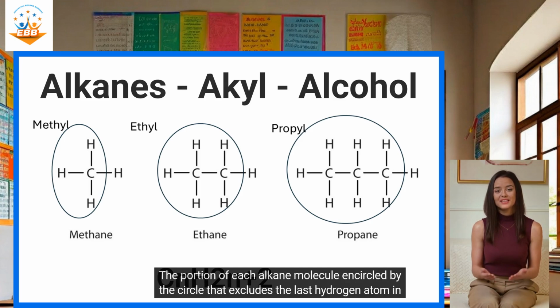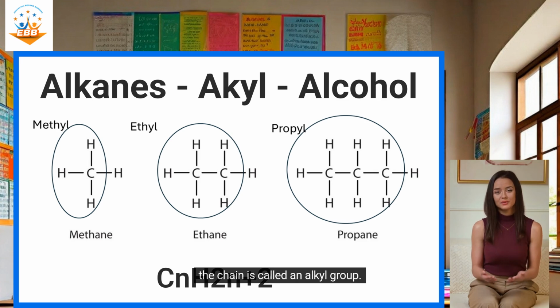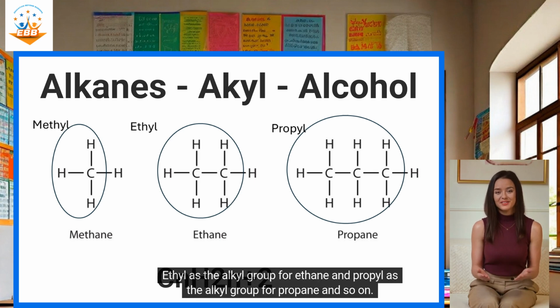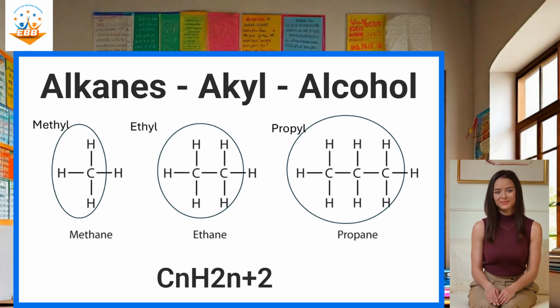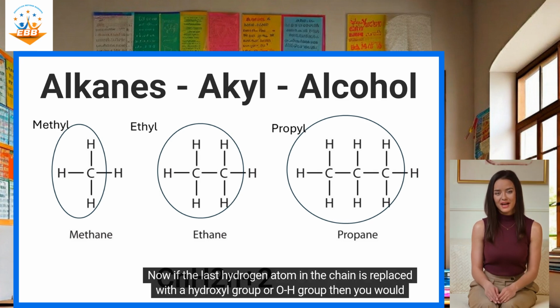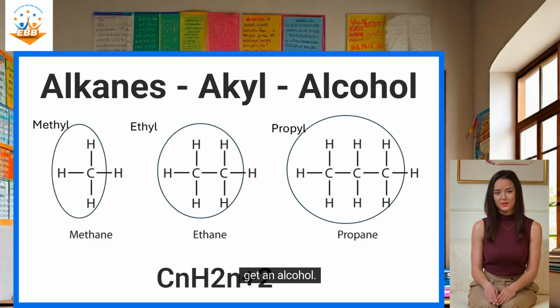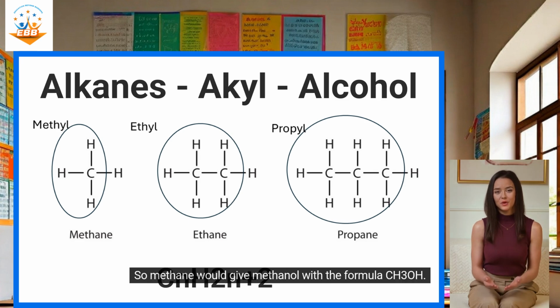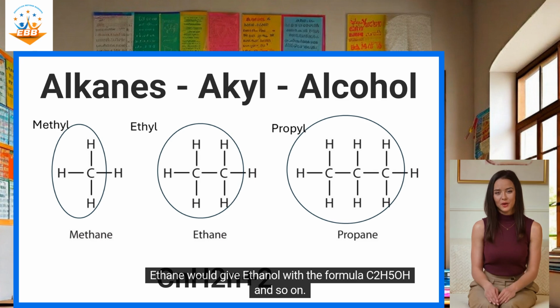The portion of each alkane molecule encircled by the circle that excludes the last hydrogen atom in the chain is called an alkyl group. So we have methyl as the alkyl group for methane, ethyl as the alkyl group for ethane and propyl as the alkyl group for propane, and so on. Now, if the last hydrogen atom in the chain is replaced with a hydroxyl group, or OH group, then you would get an alcohol. So methane would give methanol with the formula CH3OH. Ethane would give ethanol with the formula C2H5OH, and so on.